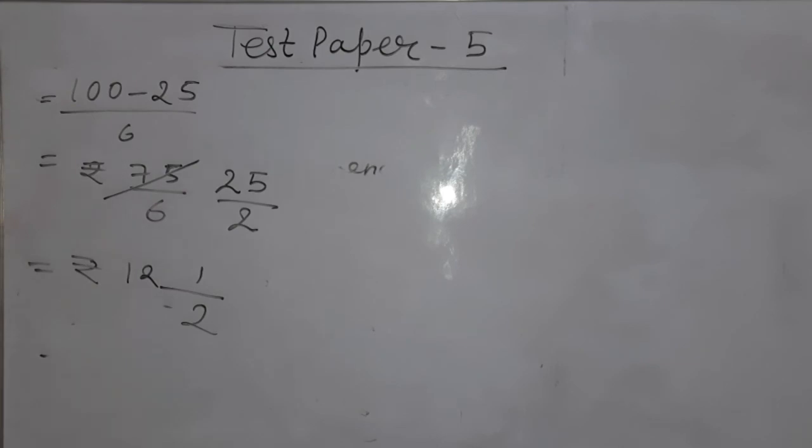Now the next question is question number 7: of 3 by 4 and 5 by 7, which is greater and by how much? So this question was in your exercise. We have solved this question, question number 25, page number 99. So leave this question, don't do this question.